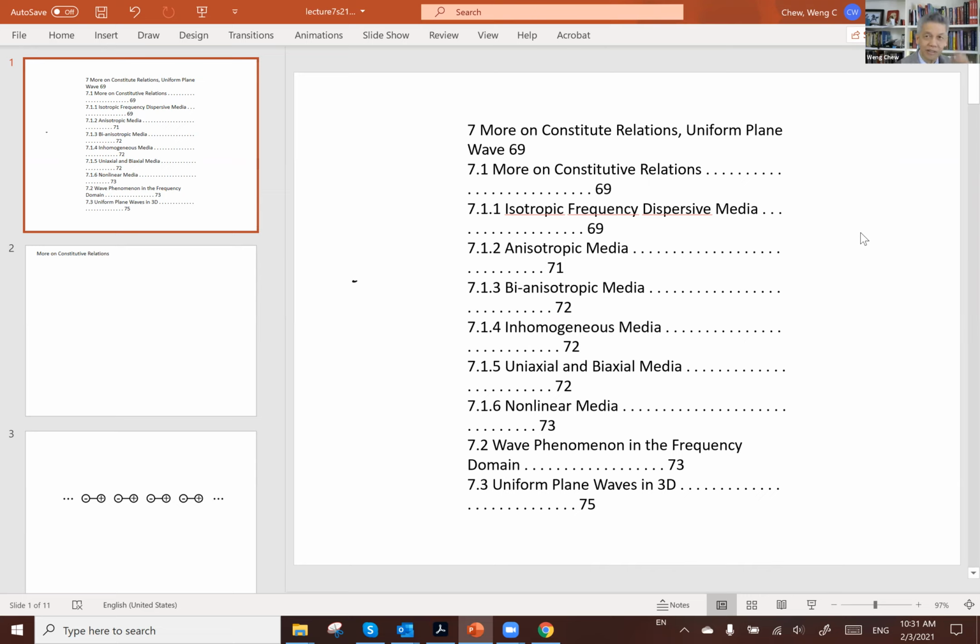Okay, today I'm going to talk more on constitutive relationship and uniform plane wave. So I will begin with more on constitutive relations, then talk about isotropic frequency dispersive media, anisotropic media, bi-anisotropic media, inhomogeneous media, uni-axial and biaxial media, nonlinear media. I'm going to go through 7.11 to 7.16 quite quickly. And then I will talk about 7.2 and 7.3 in more details.